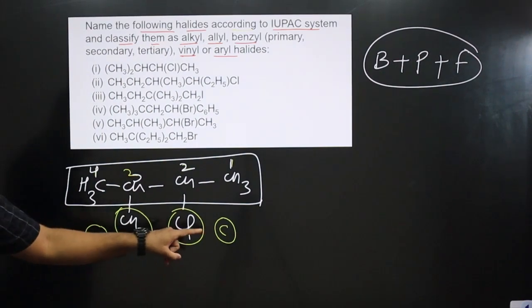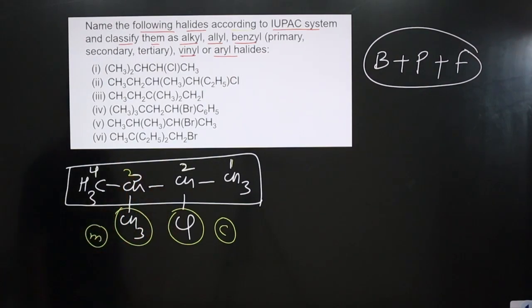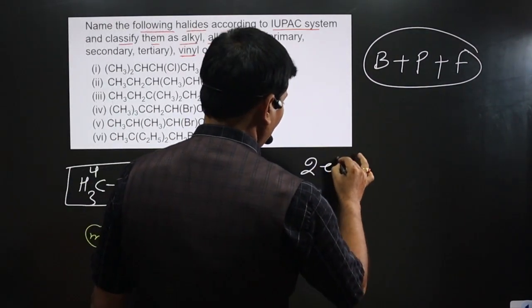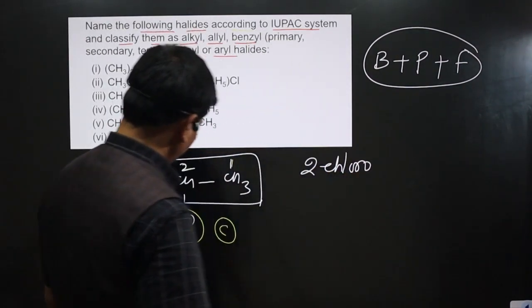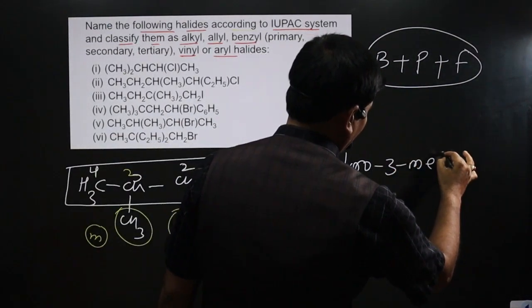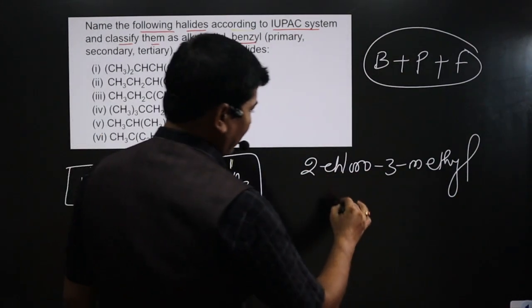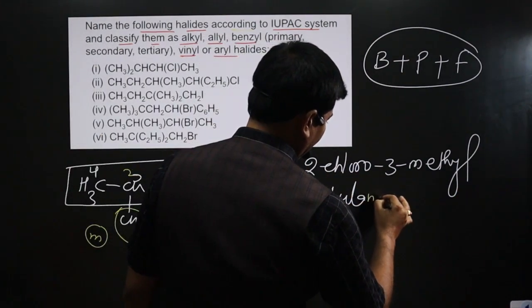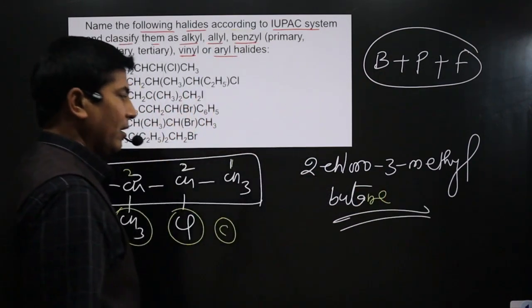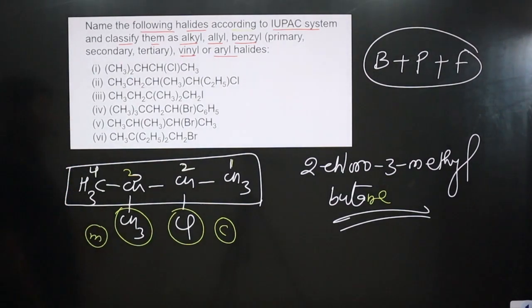Okay, so you can see to the second carbon a halogen is attached. We can mention 2 chloro. Then 3 methyl. And in the parent chain you can see how many carbons there are. 4 carbon. We can mention it is butane. 2 chloro, 3 methyl butane. Okay. Now we can classify.